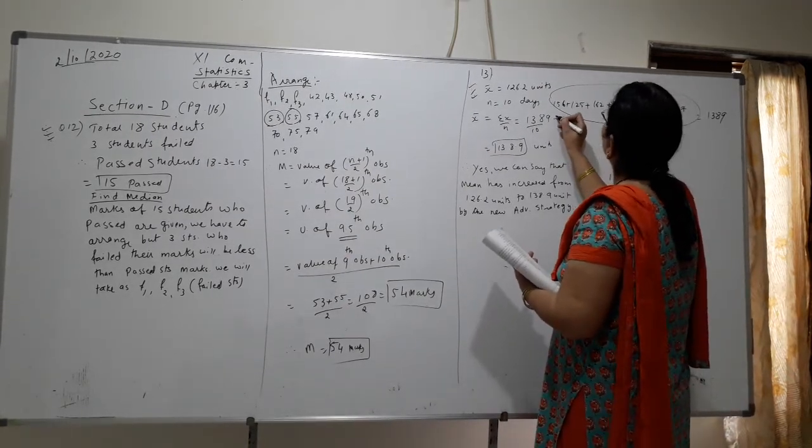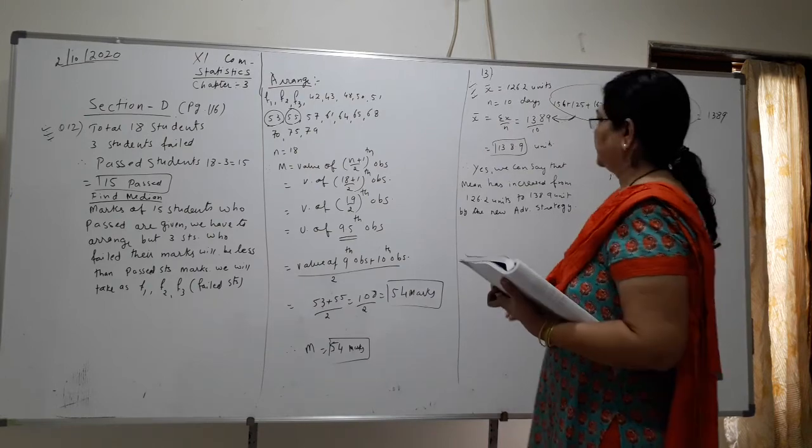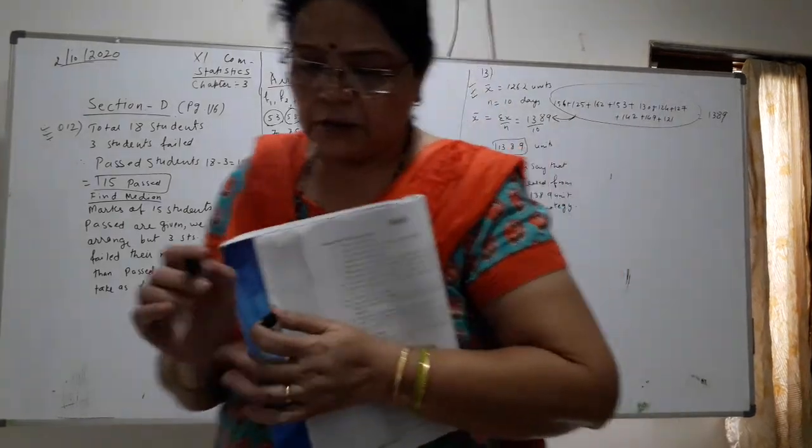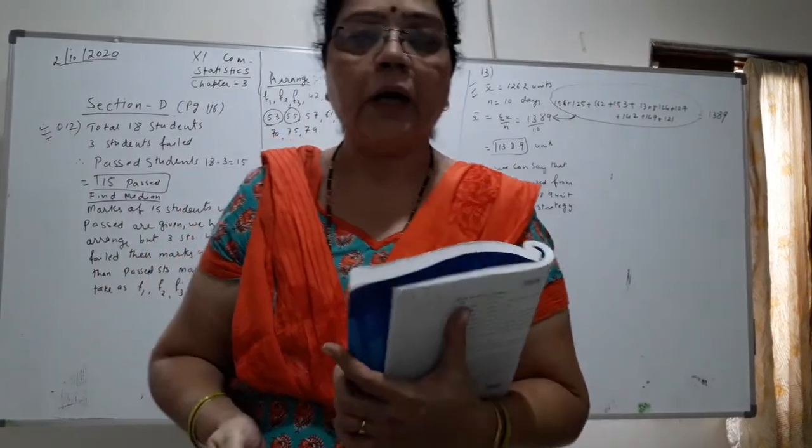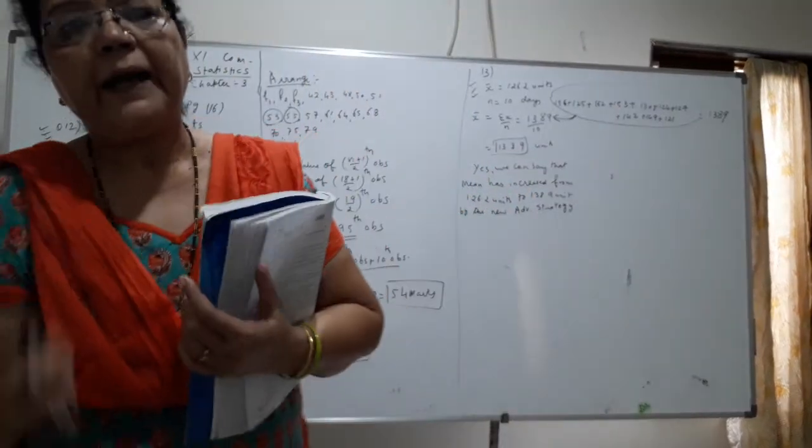1389. Okay. So this is your total. And number is 10. So this is about section D. Very important. You have to work out and learn by heart.